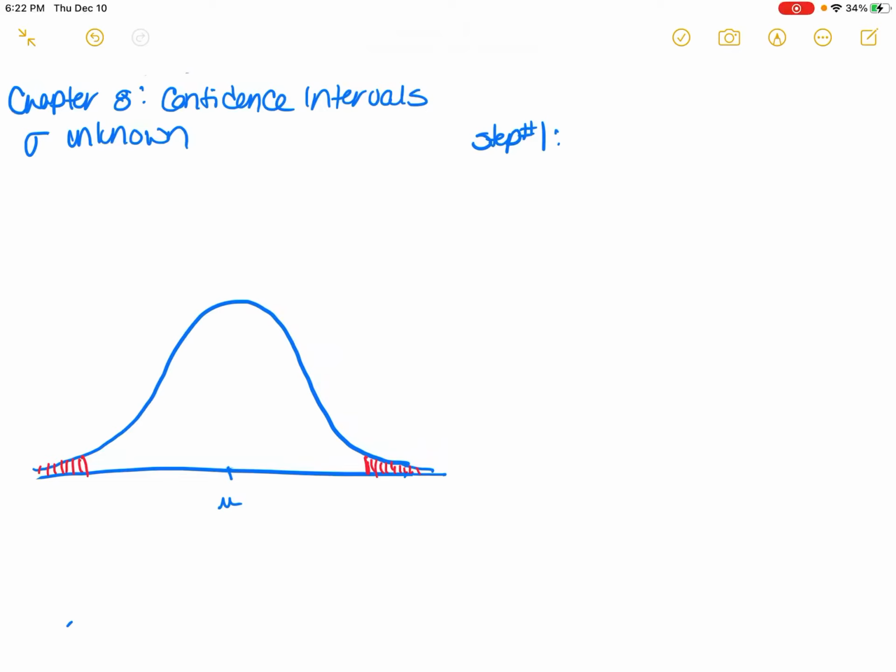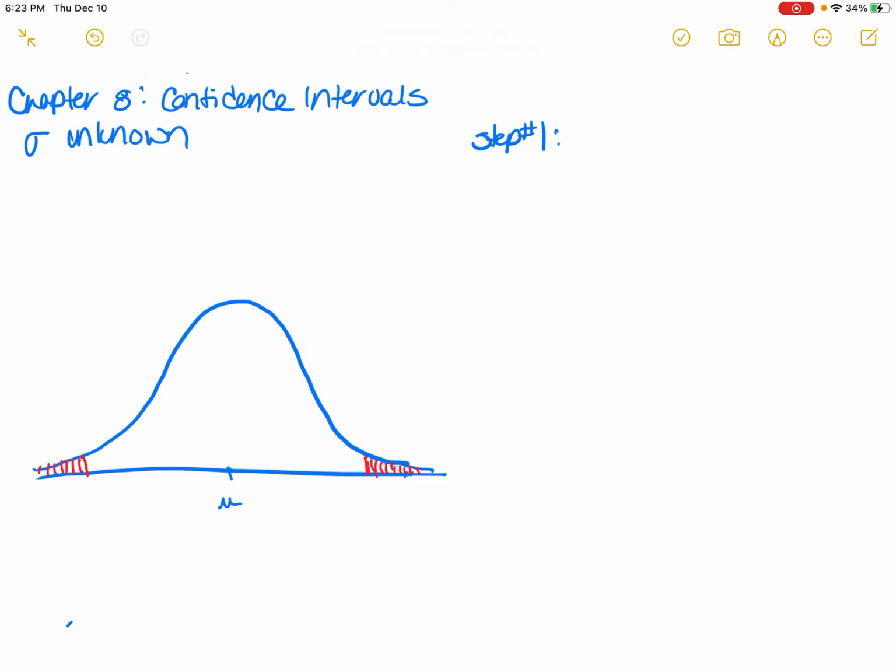All right, class. So back for part 2 of confidence intervals. In this particular situation, we're going to talk about calculating a confidence interval when the standard deviation is unknown. So in a real world situation, you'll be given a set of data. And when you're given a set of data, you're going to have to use Excel to calculate the mean and the standard deviation, right?